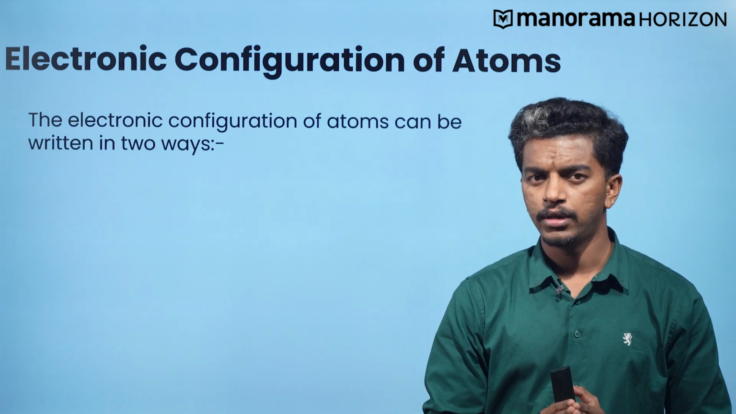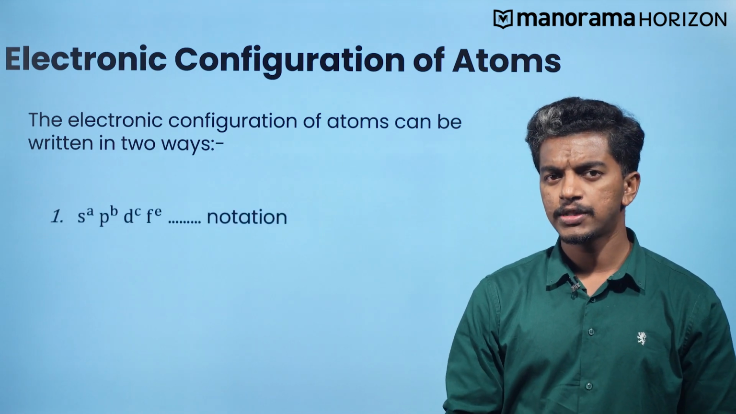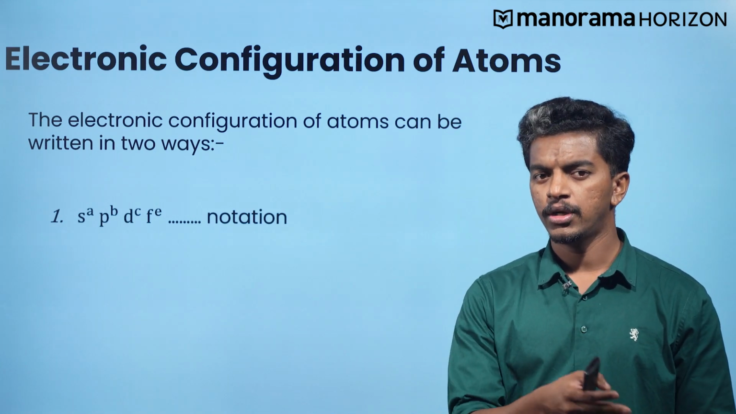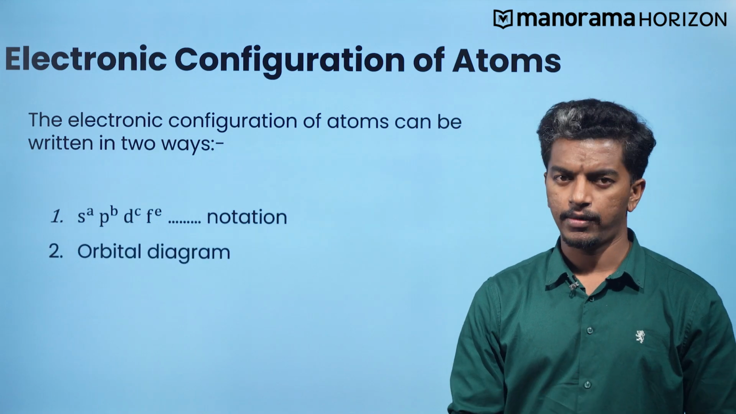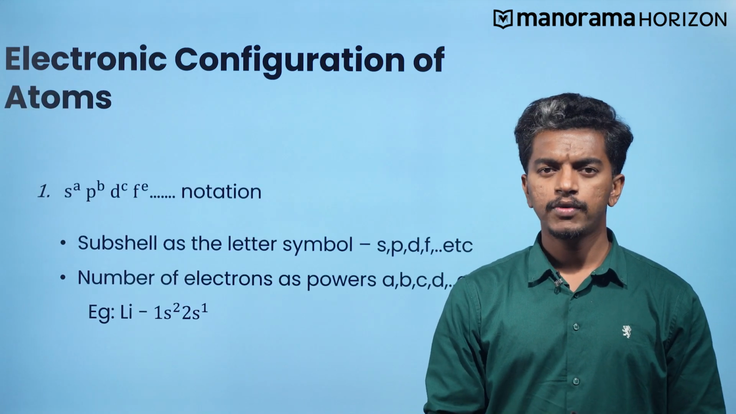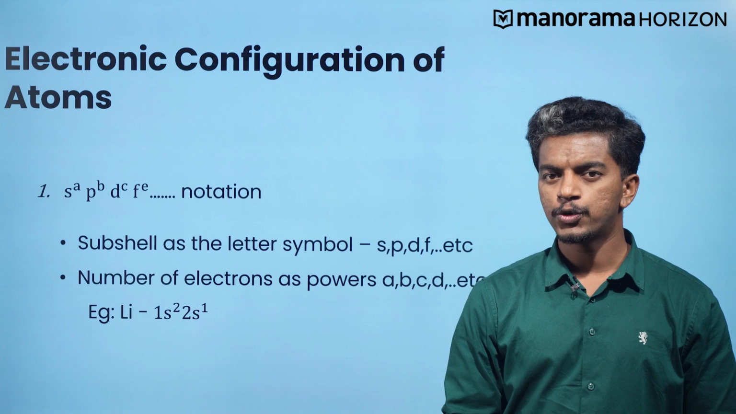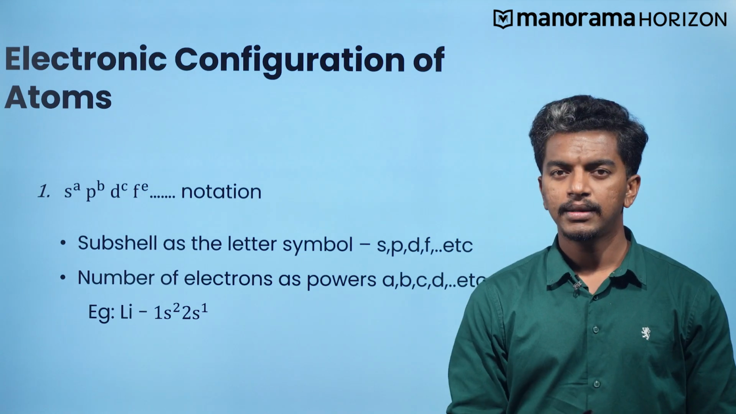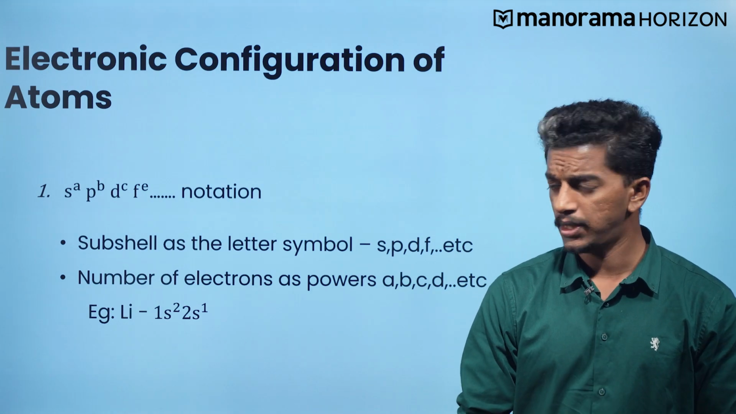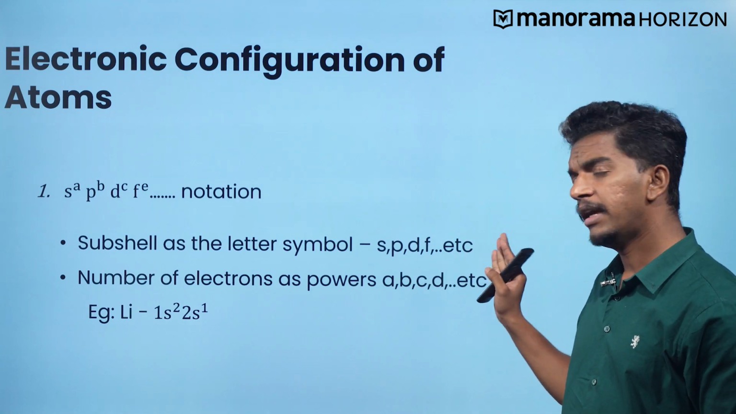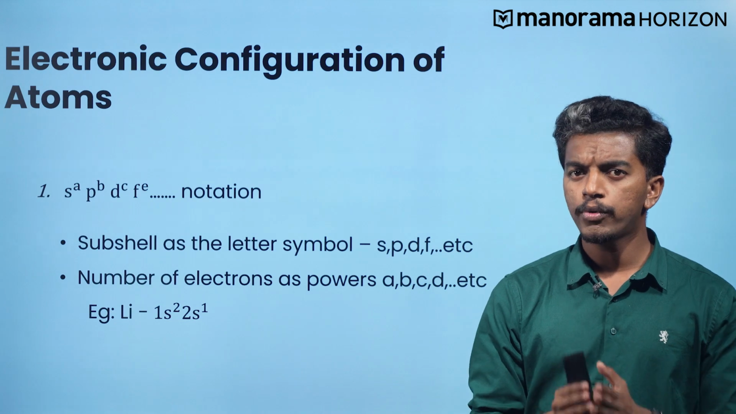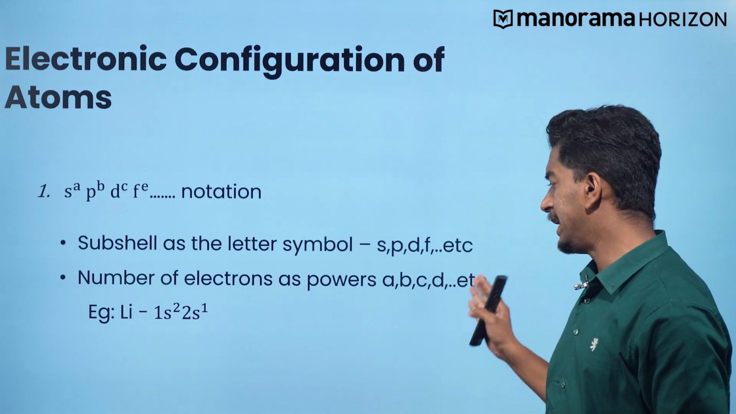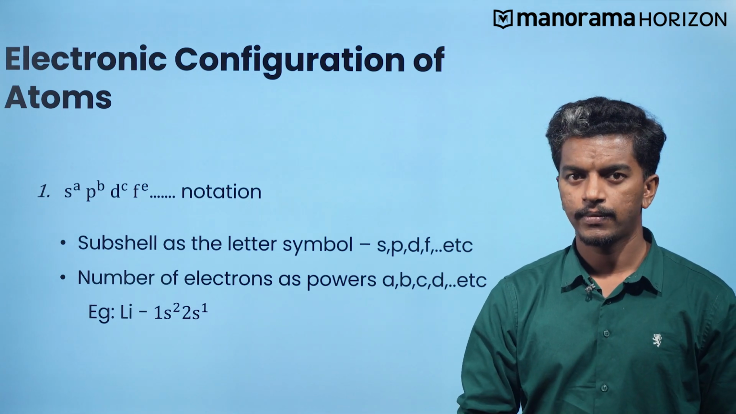It can be represented by using either the s^a, p^b, d^c, f^e notation, or through an orbital diagram. First, we will discuss this s^a, p^b, d^c, f^e representation, which is called notation. Here, the subshell is represented by the letter symbols s, p, d, f, etc., and the number of electrons in the subshells are represented by the letters a, b, c, d, etc.